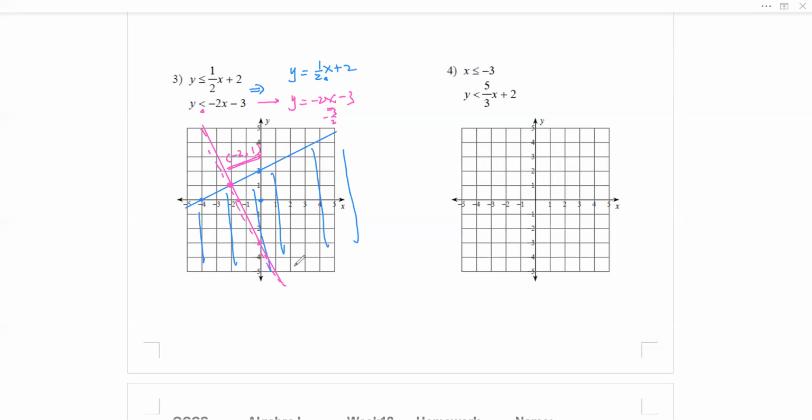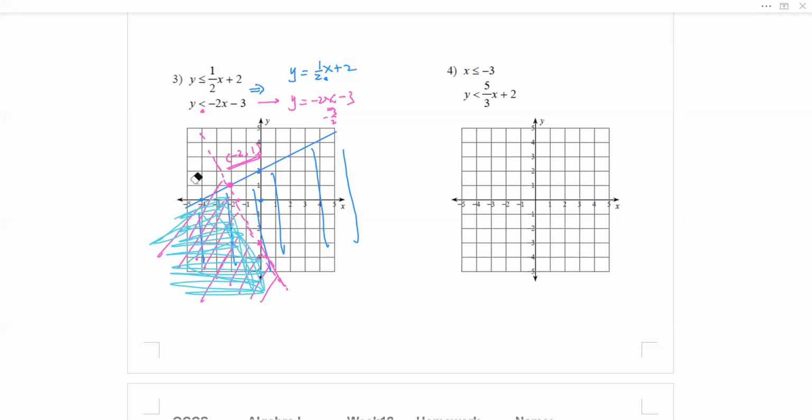So I have to take this line off. Let me regraph it here. Which part? Y is less than here, so it should be the bottom part. Okay, so what's the overlap area? Let me use a different color. The overlap area is right here, where the blue meets this part. This is the overlap area, including this solid line, not including this dash line.